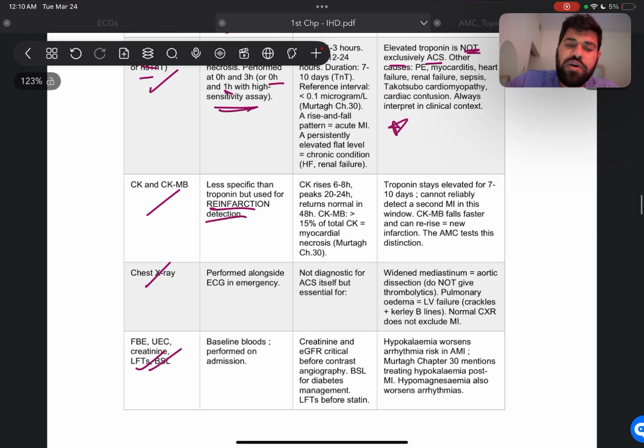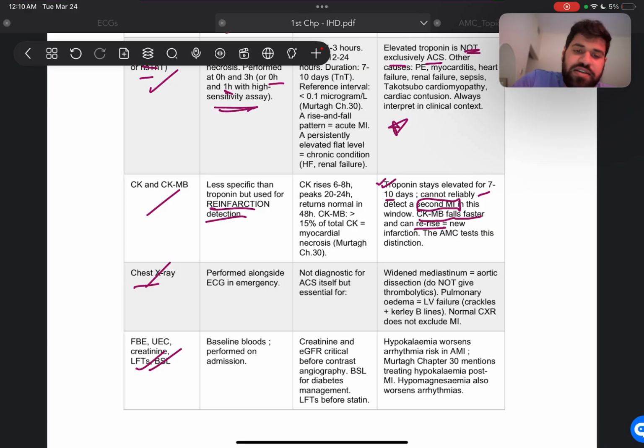Now coming to CK and CKMB. Troponin is going to stay elevated for 7 to 10 days and it cannot reliably detect a second MI, but CKMB falls faster and can re-rise. So if there is a new infarction, we can detect this using CK and CKMB.